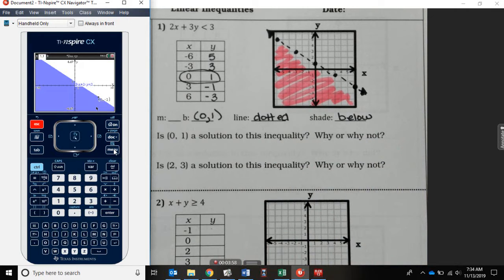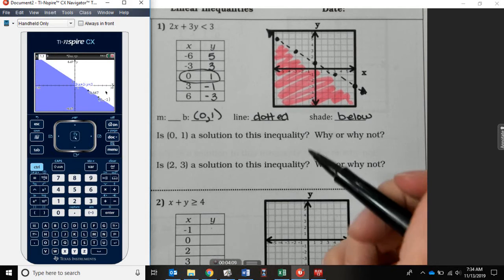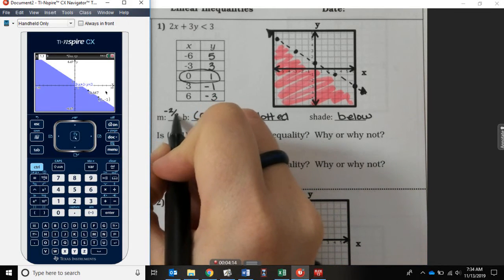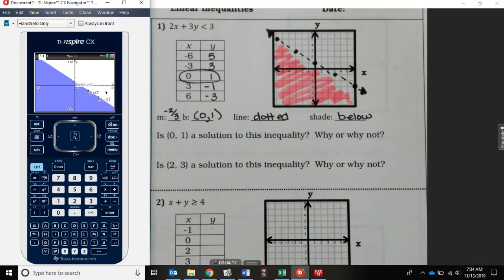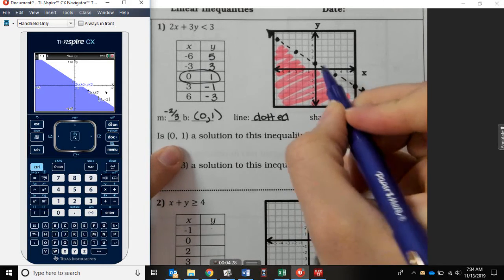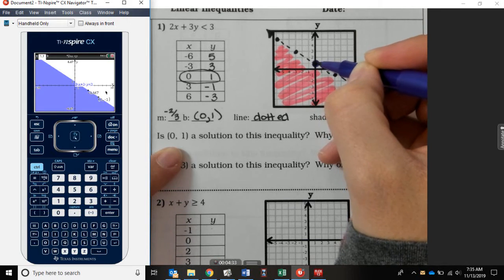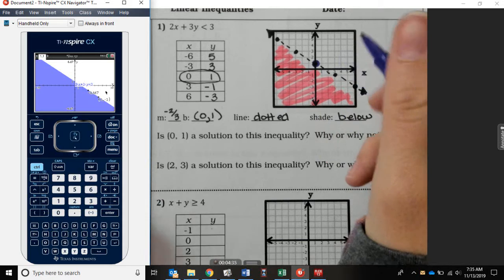Okay? Now it asked about my slope here. If I press menu 6, 5, and I hover over my line, it still tells me my slope is -0.6 repeating. 0.6 repeating is a famous decimal that you need to remember is -2/3. Okay? Or you can go change it on a calculator page. But right now, we're going to look at these points, and we're going to plot them and see if they're solutions. So is 0, 1 a solution to this inequality? And so here is 0, 1. That's the y-intercept. And my answer is no.